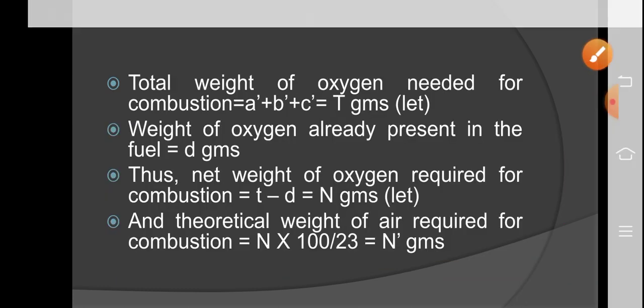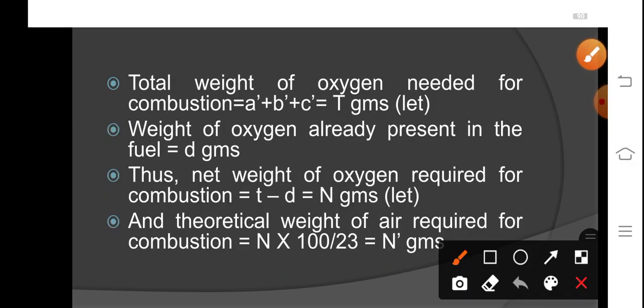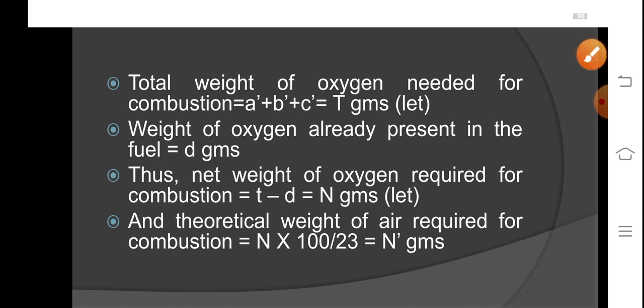After getting the net weight, we have calculated the theoretical weight of air. So N dash is equal to N into 100 upon 23. It is equal to N dash grams. So this will be our theoretical weight of air.